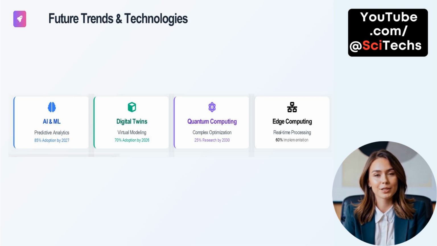Future trends and technologies. The semiconductor industry is rapidly evolving, with several transformative trends shaping its future. Artificial intelligence and machine learning are leading the way, driving predictive analytics for proactive decision-making. With an estimated 85% adoption by 2027, AI and ML are expected to enhance fault detection, yield prediction, and process automation.